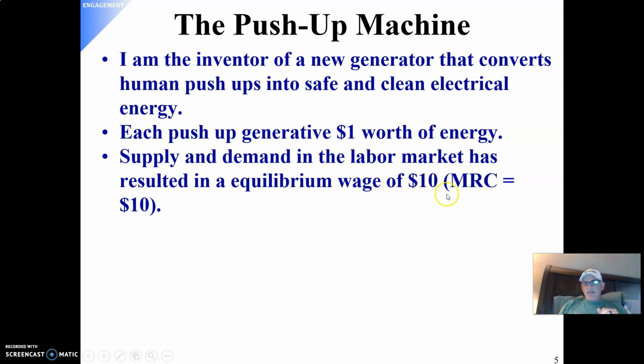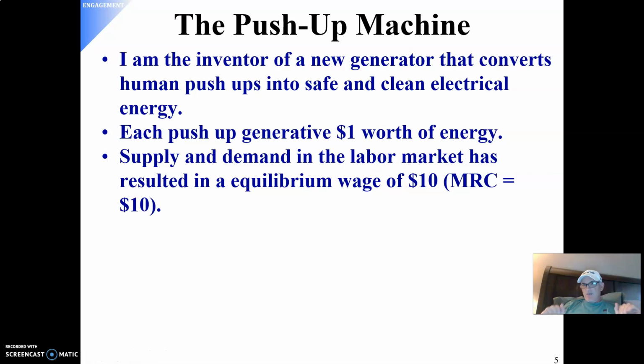But here's the important part. I understand from the last slide that the equilibrium wage in this market is $10. This is my marginal resource cost, okay? So for every employee that I hire, I have to pay them $10, okay? So I'm trying to decide how many employees do I need to hire. Well, it's going to depend on what they can produce for me, okay?